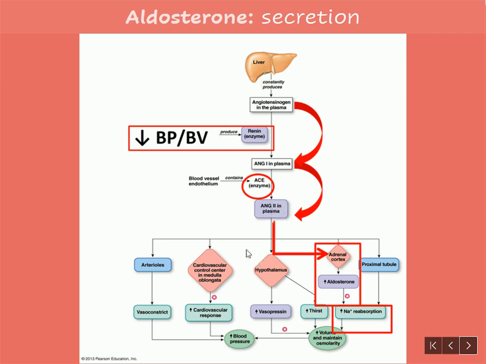Angiotensin 2 has various effects throughout the body which all aim at increasing blood volume and blood pressure, but specifically the one that we're looking at now is its influence on the adrenal cortex, whereby it stimulates the adrenal cortex to release aldosterone. Aldosterone, as we said, then increases sodium reabsorption, and this will cause increased volume and maintained osmolarity, which then contributes to increasing the blood pressure. So this is just a recap of the RAS system.